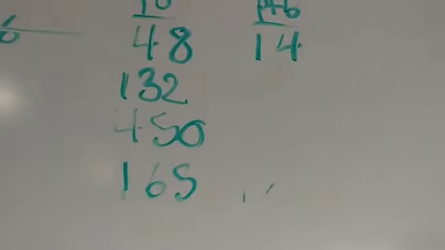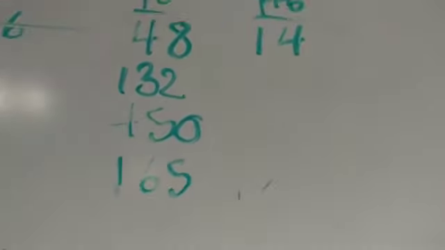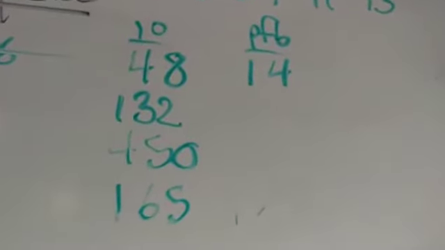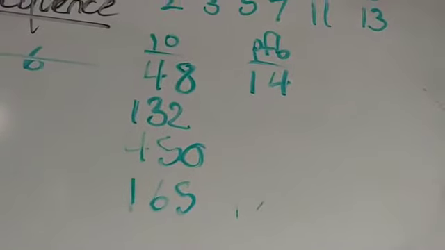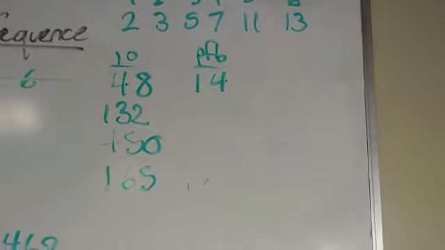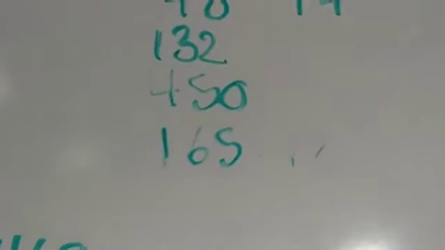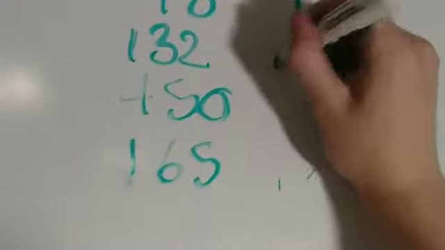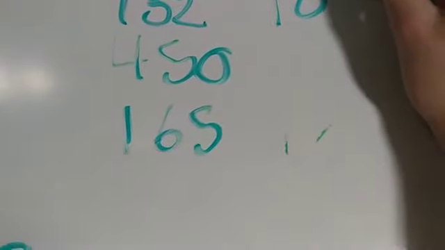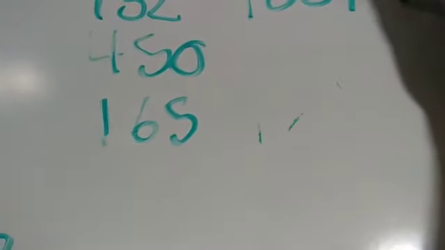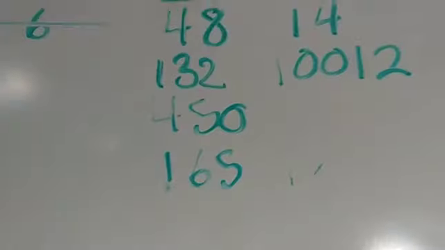All right, 132 is going to be 33 times 4, which is going to be 11 times 3 times 2 times 2.